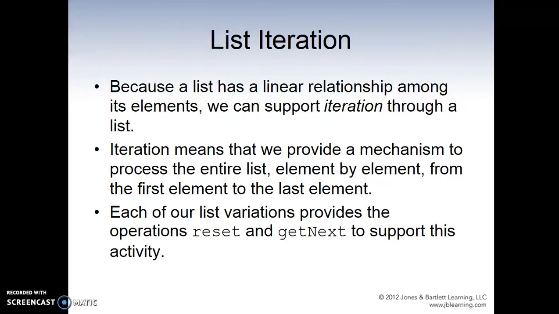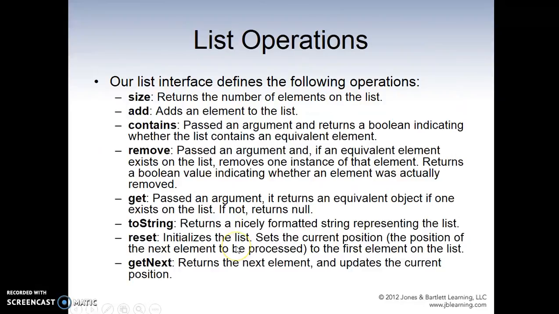List iteration. List has a linear relationship, so we can support iteration. Iteration means that we provide a mechanism to process the entire list, element by element, from the first to the last. We have reset and getNext. Reset just initializes the list, setting the current position to the first element of the list. GetNext returns the next element and updates the current position. So those are the operations that we can look at: size, add, contains, remove, get, toString, reset, and getNext.